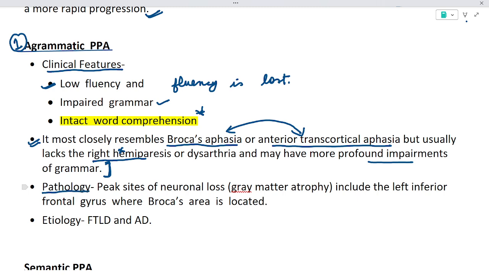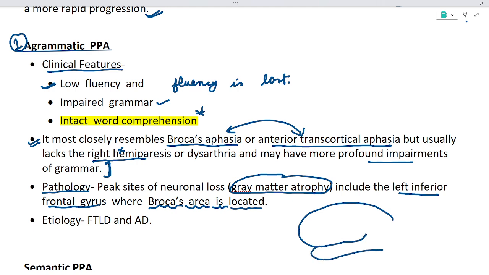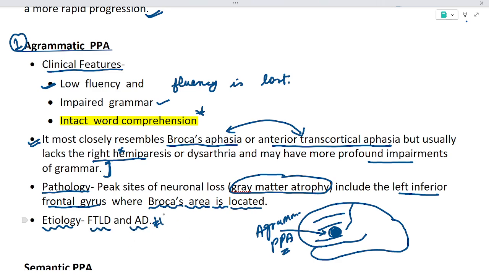What is the pathology? Gray matter atrophy occurs in the left inferior frontal gyrus, where Broca's area is located. This is the frontal lobe: superior, middle and inferior. Here it is, the Broca's. At the same place where Broca's is located, there will be the pathology of agrammatic PPA. Etiology is frontotemporal and Alzheimer disease. We have to remember this.